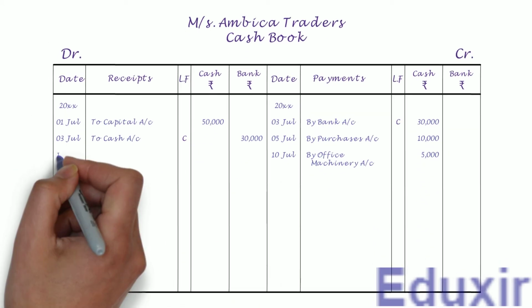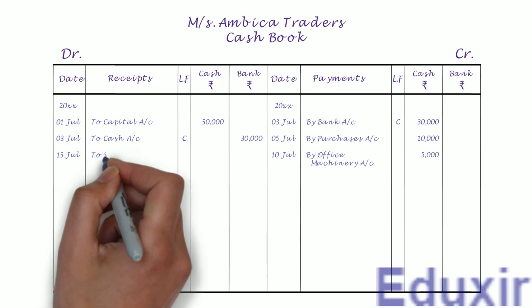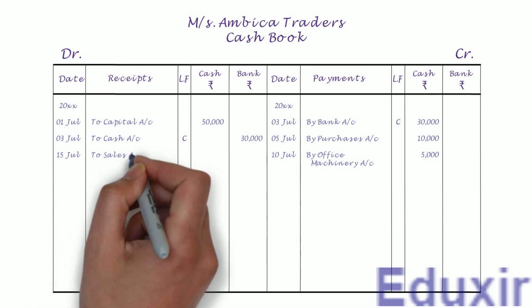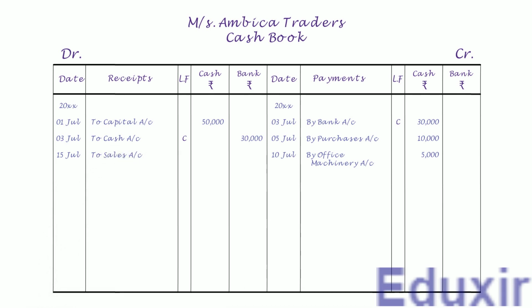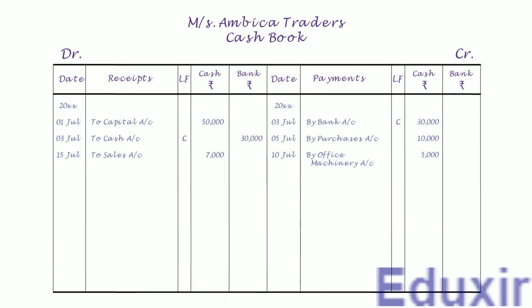Let us first record the date. Let us then record the sales account in the receipts column. Let us then record the debit amount of 7,000 rupees in the cash column. With that, we have completed the posting of this transaction into the cash book. Let us now take up the next transaction.